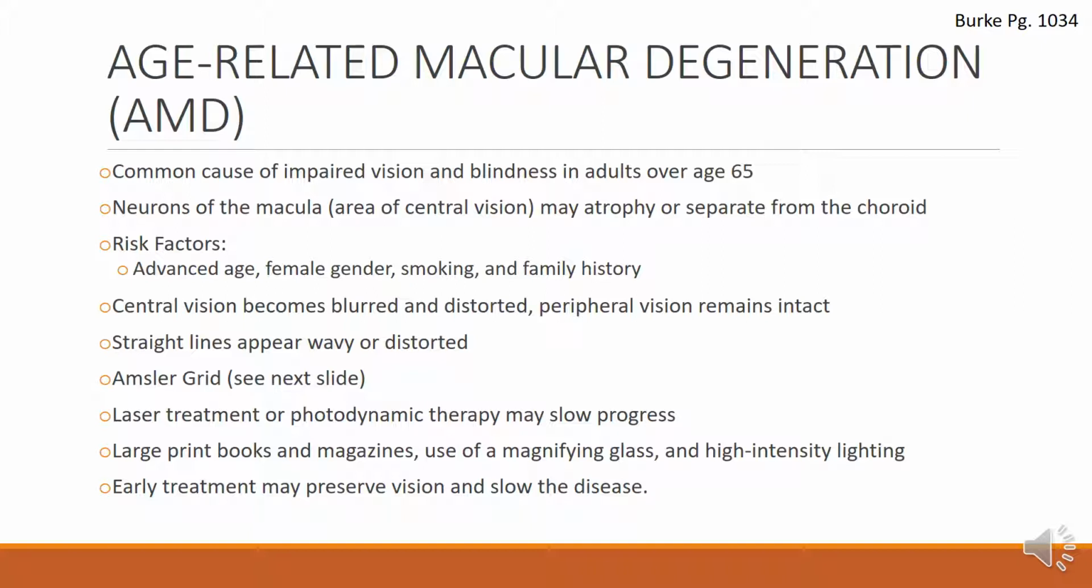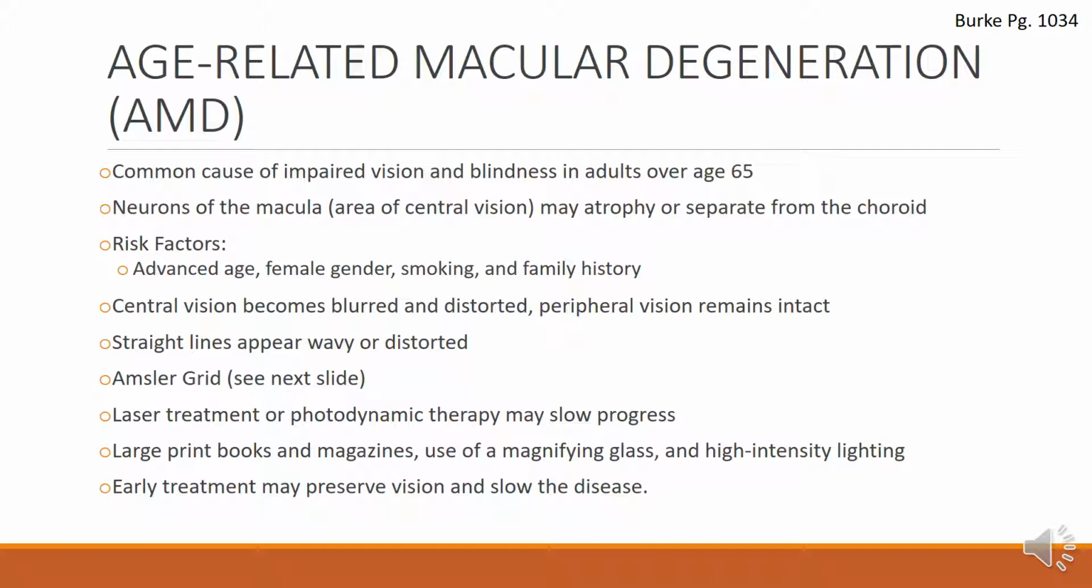Their central vision becomes blurred and distorted. Peripheral vision remains intact, okay? So AMD is going to differ from glaucoma because the peripheral vision is intact and the central vision is affected. Straight lines can appear wavy or distorted. This is why we use an Amsler grid for diagnosis, which I'll show you on the next slide.